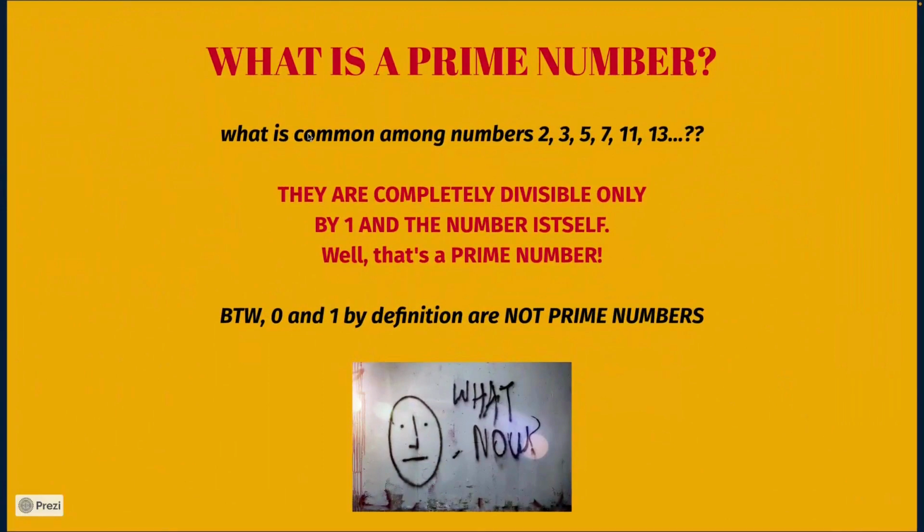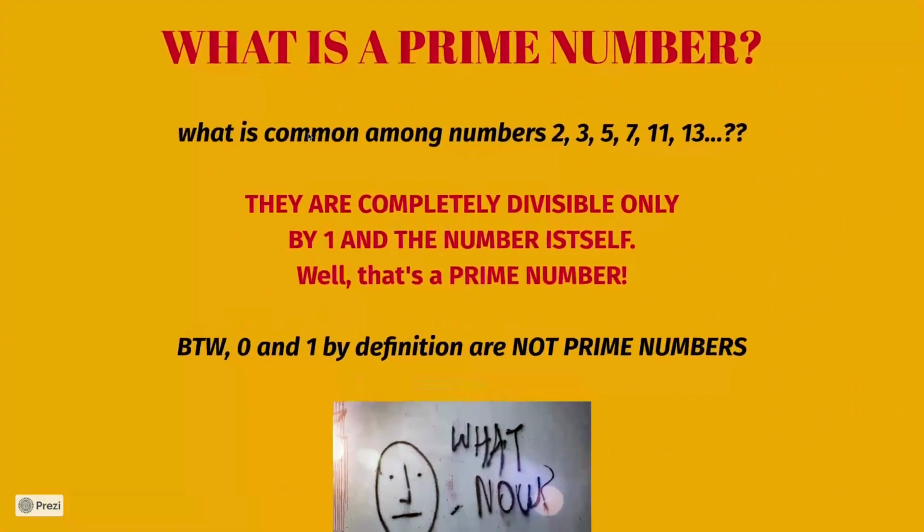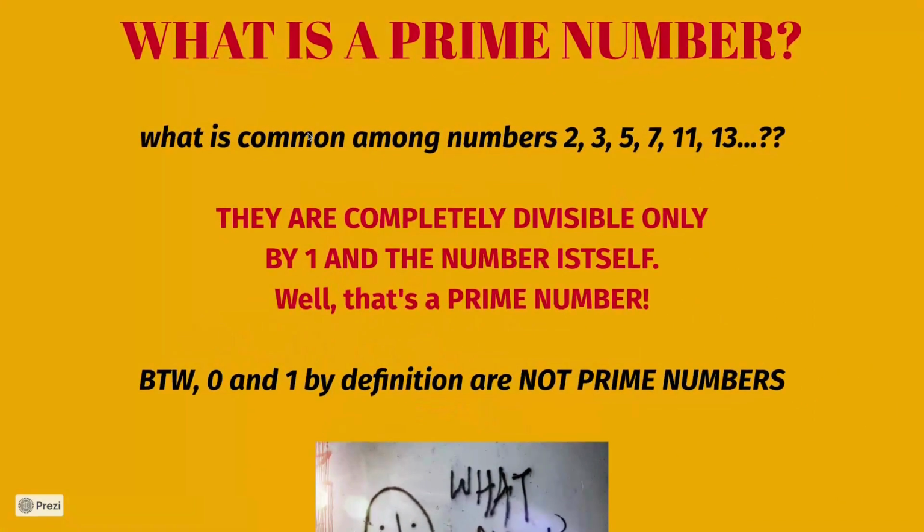The first section says, what is a prime number? I know that you must be aware of what a prime number is, but I'm going to reiterate for better understanding. In the first line, it says, what is common among numbers 2, 3, 5, 7, 11, and 13? And in the paragraph, it says they're completely divisible only by 1 and the number itself. So what is a prime number? A prime number is a number which is completely divisible only by 1 and the number itself.